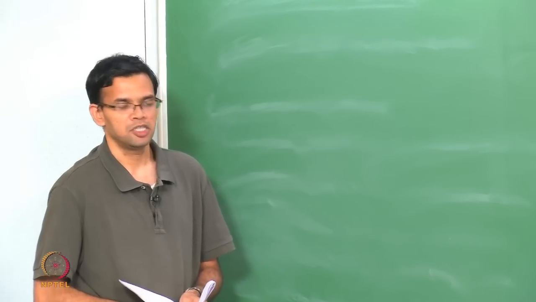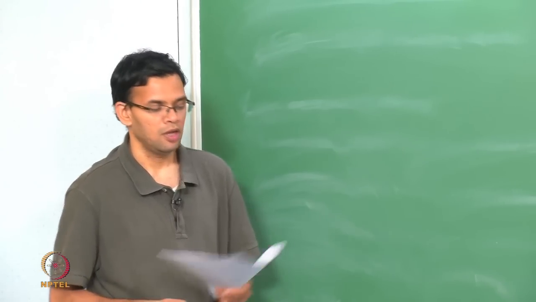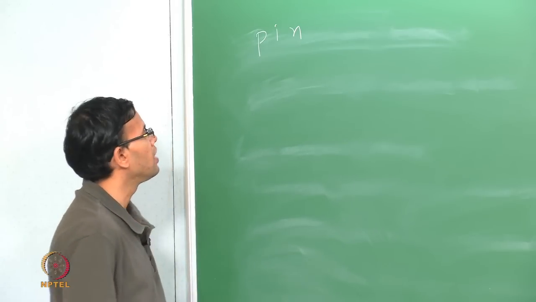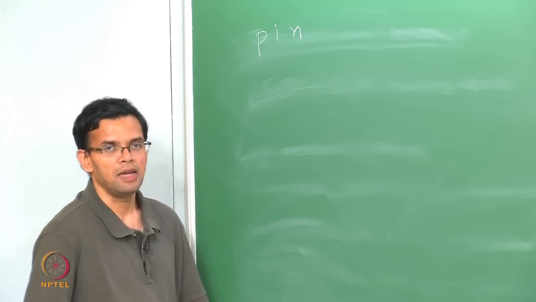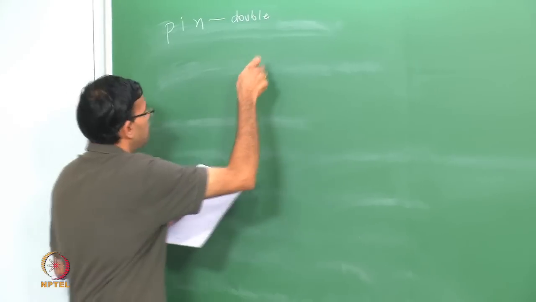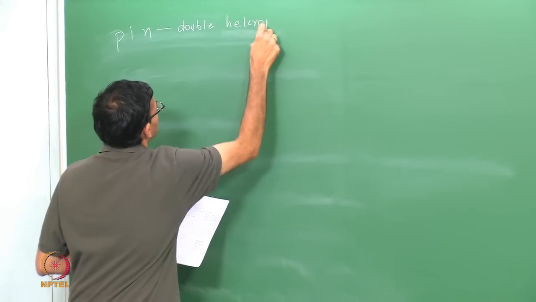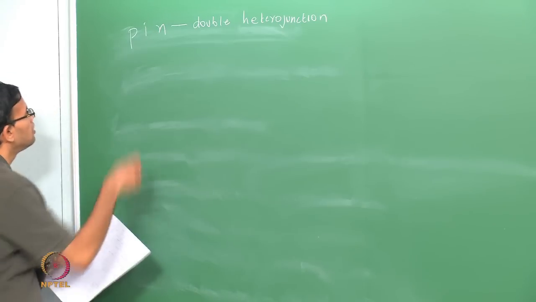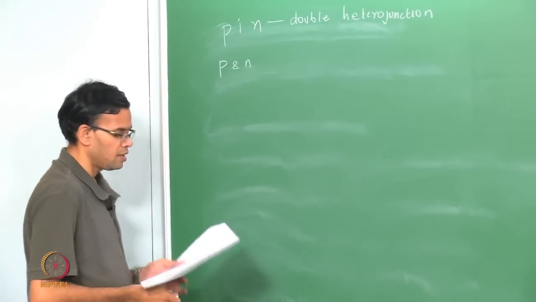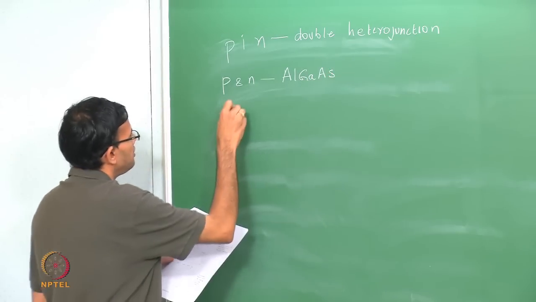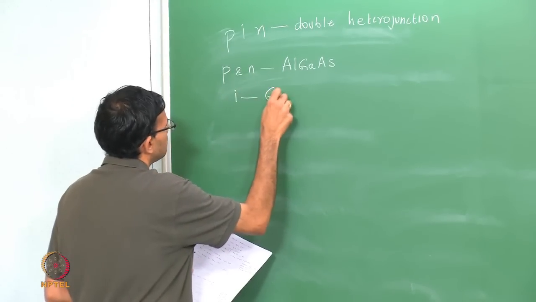So, we started off with the p-n junction and we found that we want to maximize the electron and hole recombination within the depletion region. In order to do that, we form a p-i-n. So, p is your p-type, i is an intrinsic and n is an n-type. And we make the materials different so that you have a double heterojunction. So, let us consider an example for this. Consider a p and n type material that is made of aluminum gallium arsenide, and you have an intrinsic material that is made up of gallium arsenide.